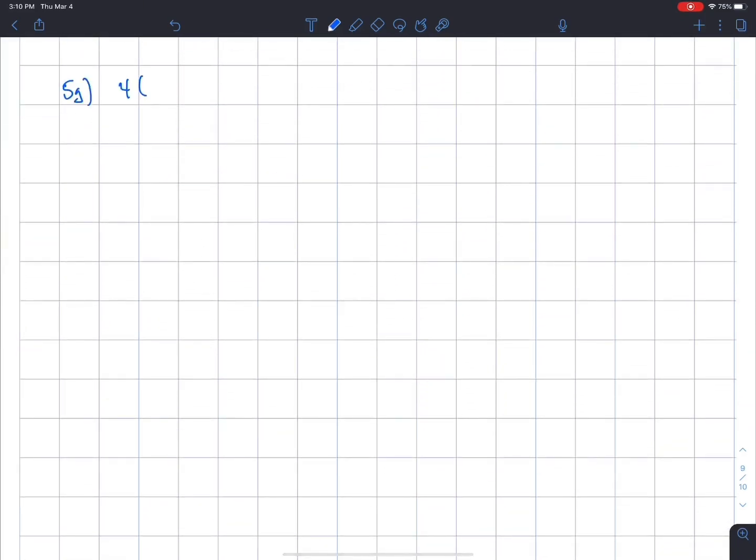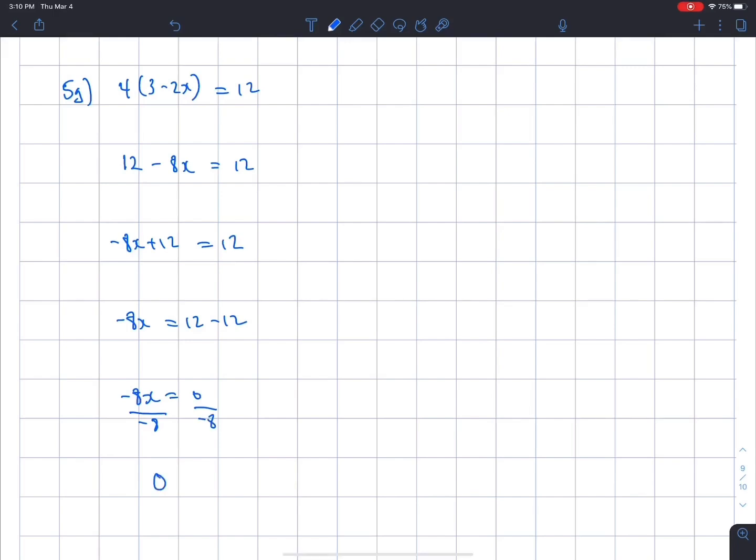5g. 4 bracket 3 minus 2x equals 12. We distribute in. 4 times 3 is 12. 4 times 2x is 8x. So negative 8x plus 12 equals 12. Now we can move the 12 over to the right-hand side, and we get negative 8x equals 0. Finally, we just divide both sides by negative 8. So we get x equals 0. Because 0 divided by anything is going to be 0. And there is no positive or negative 0. That's why I ignore the negative sign.